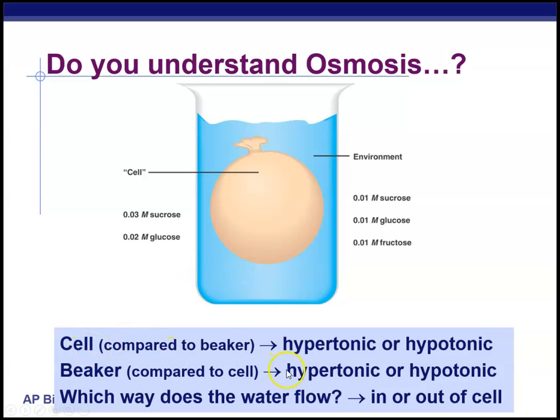So the cell compared to the beaker, let's see, the cell is 0.03 molar sucrose and 0.02 molar glucose, so add that up to get the concentration. The environment is 0.01 of each of these three sugars, so add that up to get the environment concentration. And then let's compare. Is the cell compared to the beaker hypertonic or hypotonic?